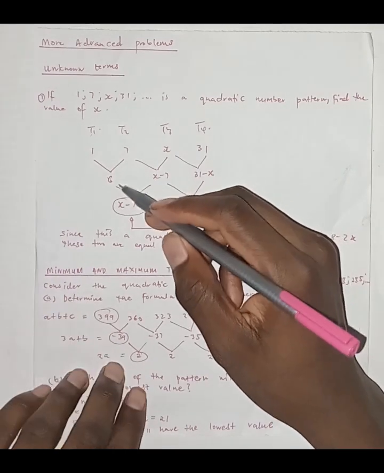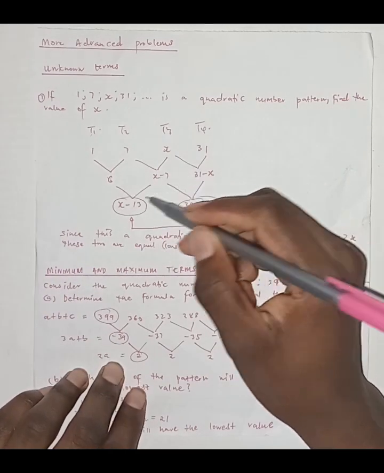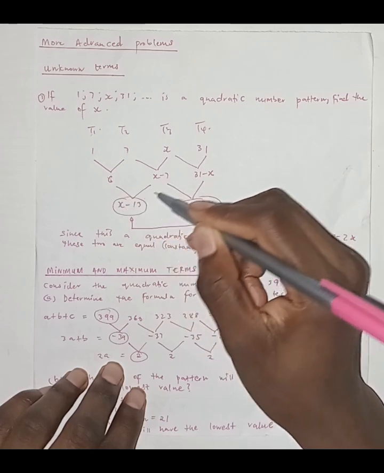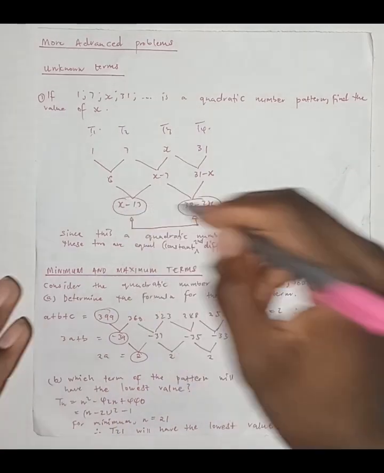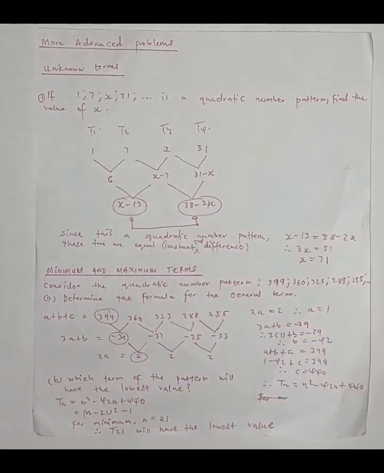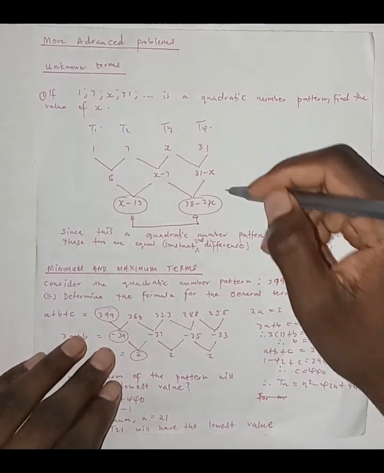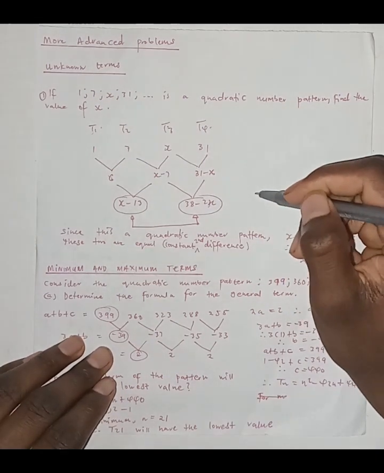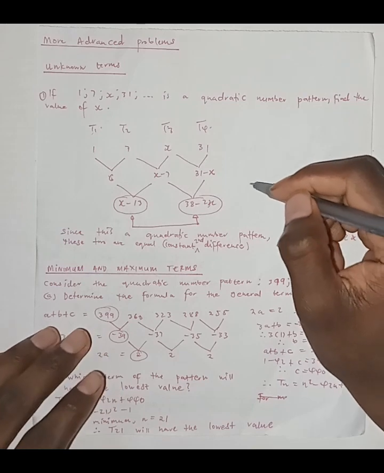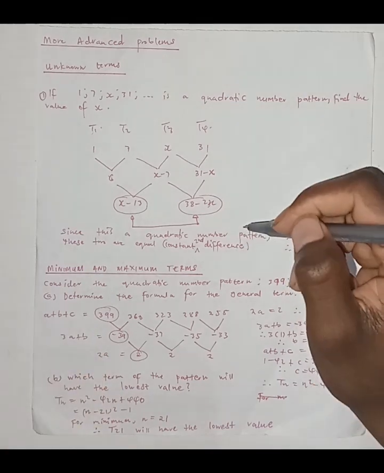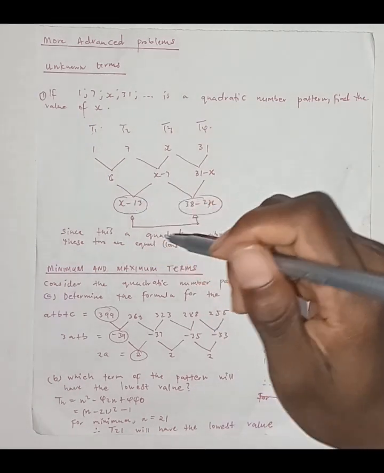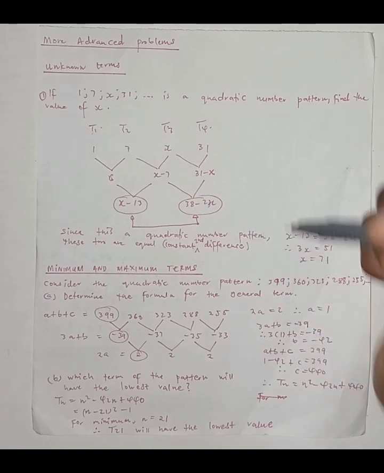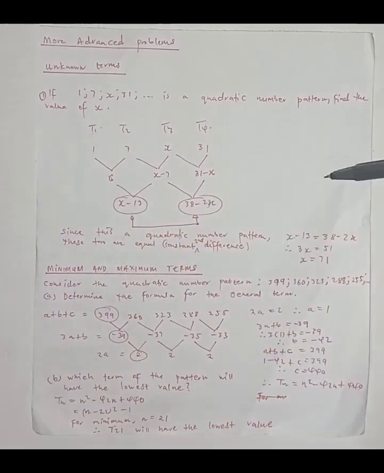Then we continue to find the second constant difference: x minus 13, 38 minus 2x. Listen here. I know that these don't look the same, but since this is a quadratic number pattern, these two are equal because it's a constant second difference. The position that they're at is where our constant difference is. So don't mind that this is not equal to that. We know that our constant second difference is equal, so this will be equal to that because of that reason.